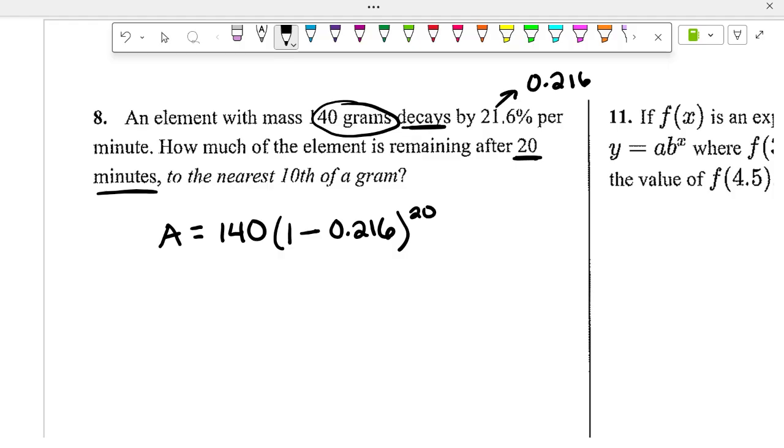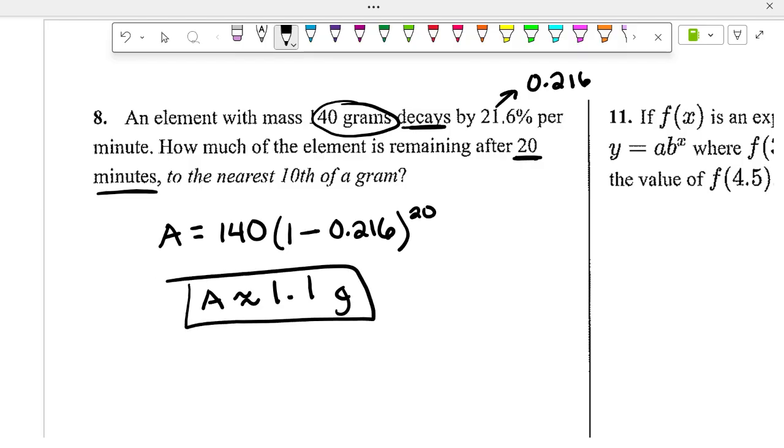So all you gotta do is just put all of that in your calculator. And what'd you get to the nearest tenth of a gram? Got 1.1 grams. So after 20 minutes, that substance is almost gone.